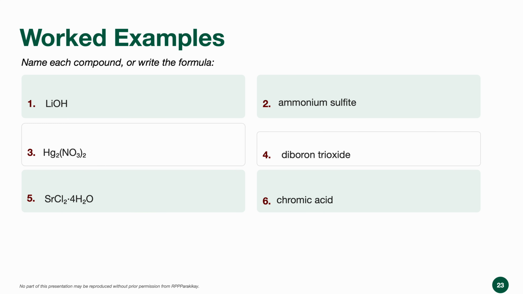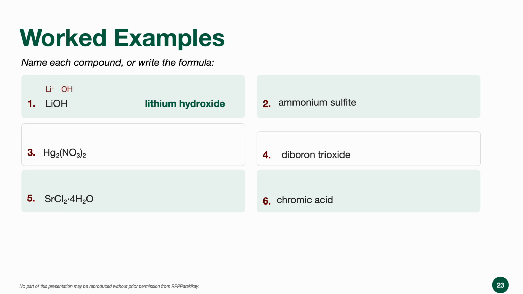Now, let's integrate all of the rules that we have discussed, and let's answer the following examples. Number 1 given is LiOH. So based on the chemical formula, let's name the compound. LiOH is made up of lithium and it's group 1, so its cation will be Li plus. And then it's paired with OH minus, which is called a hydroxide anion. That's why the name will be lithium hydroxide.